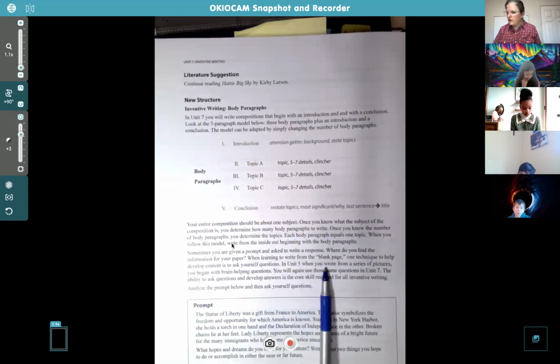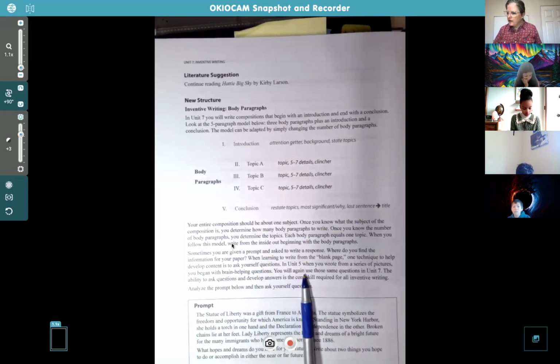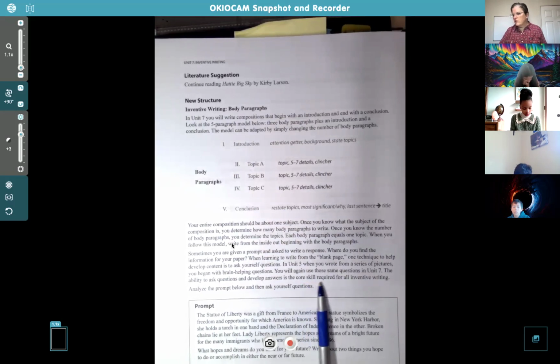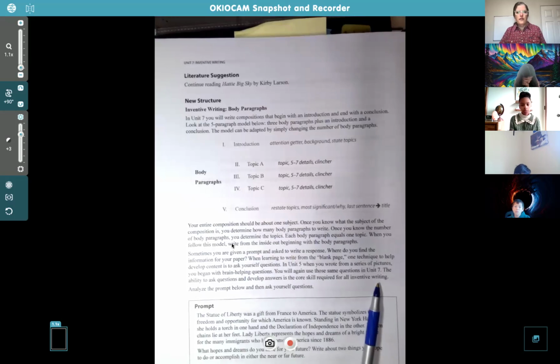One technique to help you develop content is to ask yourself questions. In Unit 5, when you wrote from a series of pictures, you began with brain helping questions. You will again use the same questions in Unit 7. The ability to ask questions and develop answers is the core skill required for all inventive writing. So this is also critical thinking. And like I've shared with you before, asking yourself questions triggers thinking in your brain.